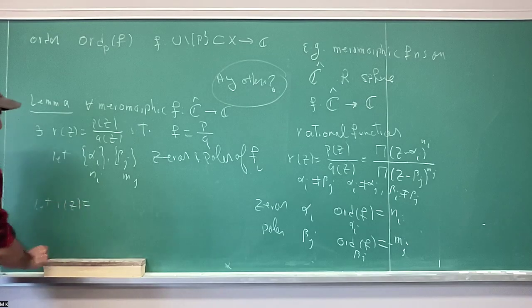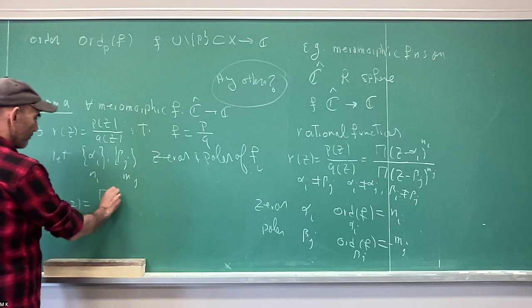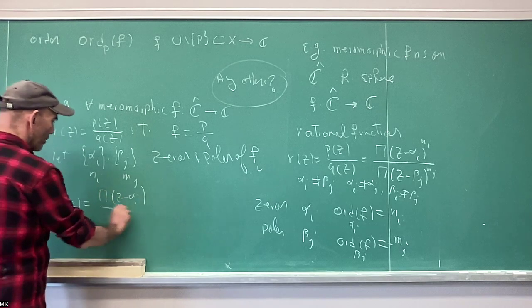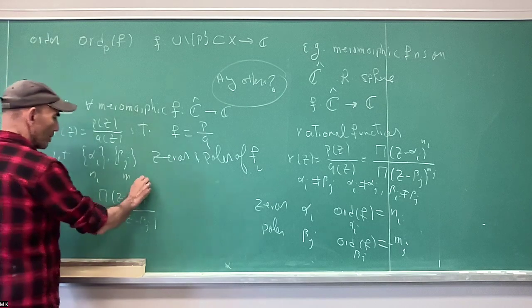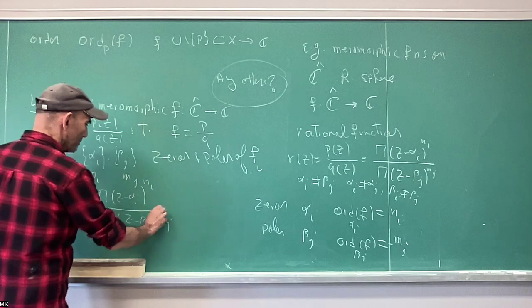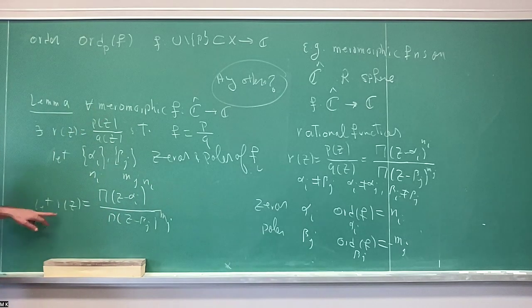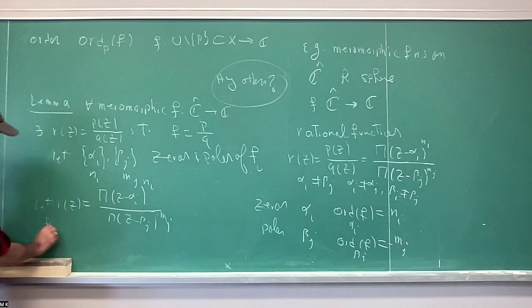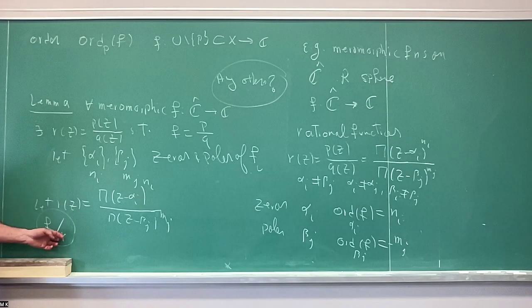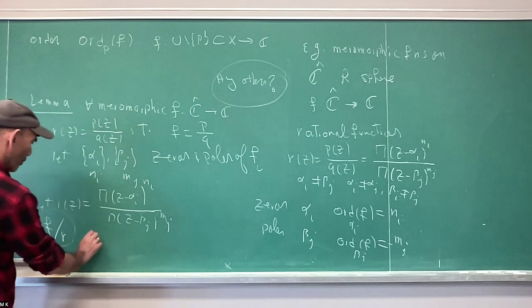Let R of z be equal to this product of (z minus alpha_i) over the product of (z minus beta_j). Here we have n_i and j. Then you can divide your f by this function, by R. If you look at this function, you notice that it has no zeros and no poles, basically. It's a holomorphic function because all possibilities you have killed by dividing. So no poles.